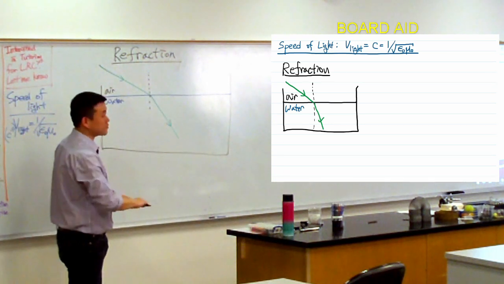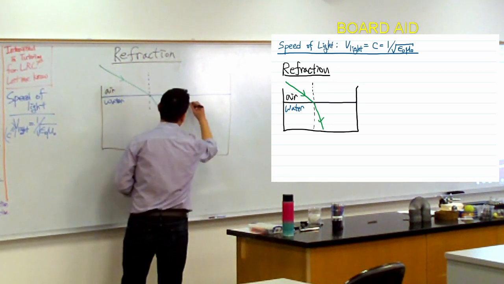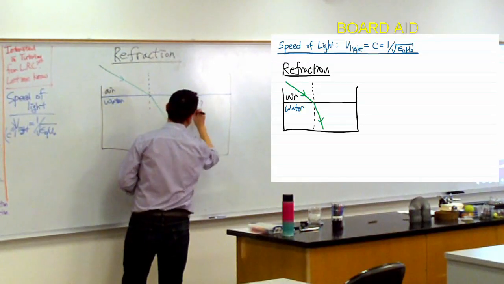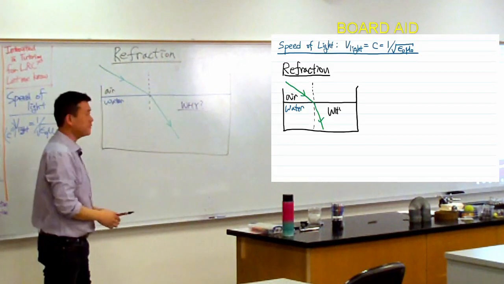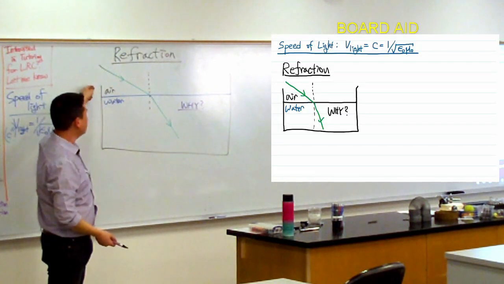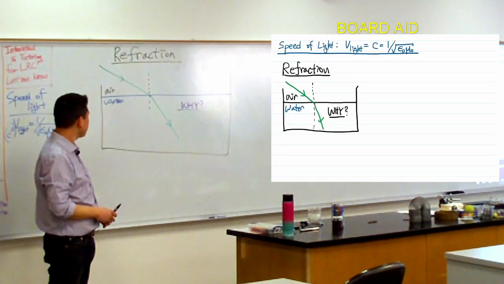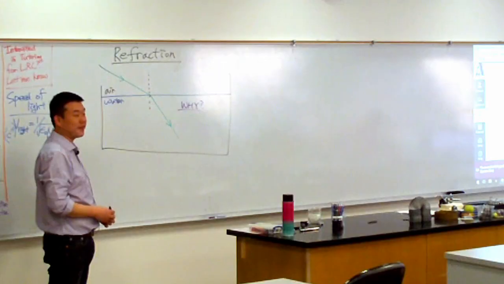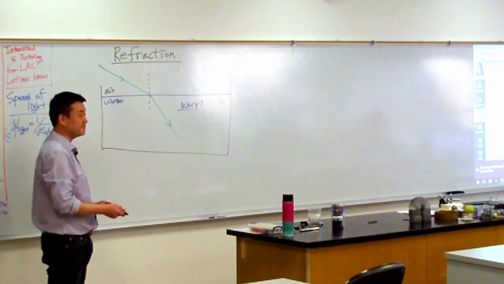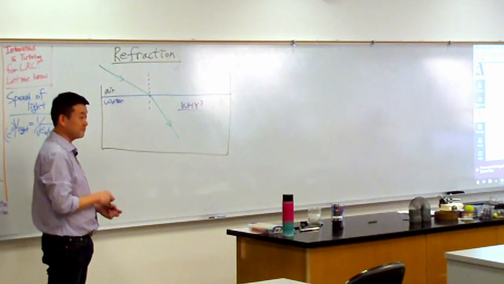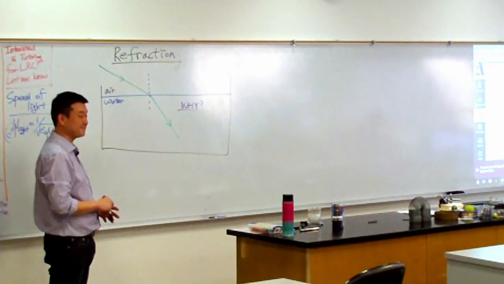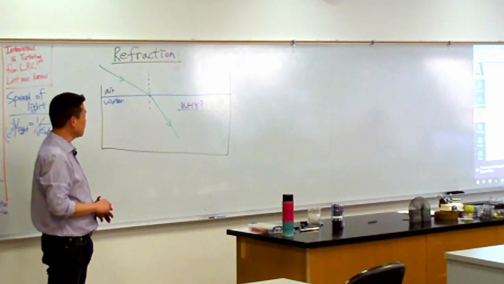So here's the question. Why? Why does light bend as it goes in from air to water? Imagine I'm your annoying little sibling who asks why to everything you say. Because the speed of it changed. Why? The media changed. Okay.